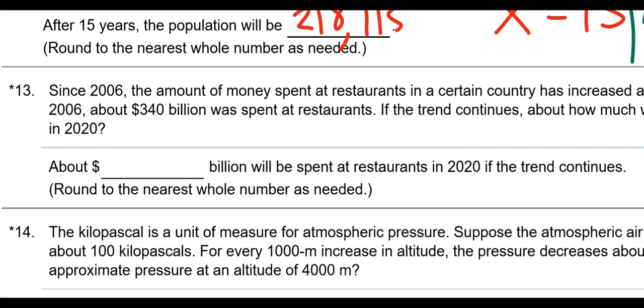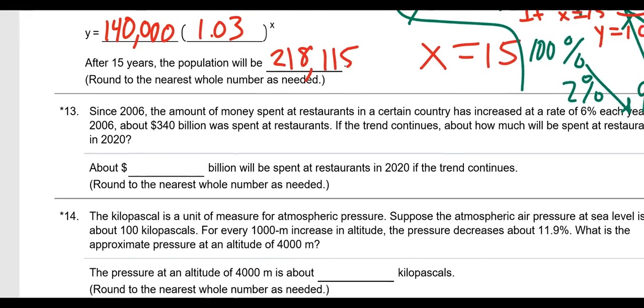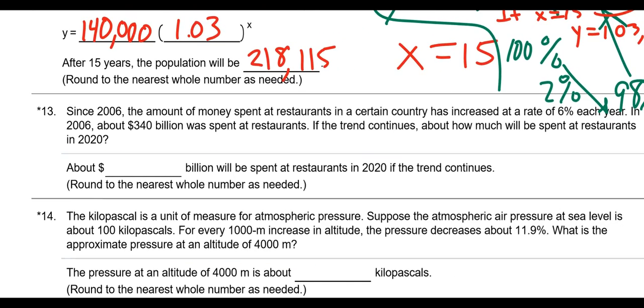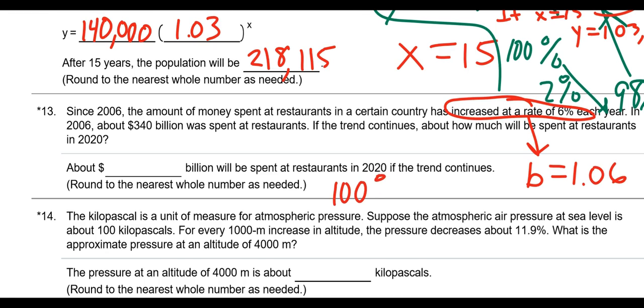Since 2006, the amount of money spent at restaurants in a certain country has increased at a rate of 6% each year. Okay, so we are increasing at 6% each year. What is the value of B? Can you tell me the value of B by looking at that, or do I need to draw the diagram? That is 1.06. Good. If that doesn't make sense to you, then draw the diagram and say we're going up by 6%, so that would be 106%. Okay?